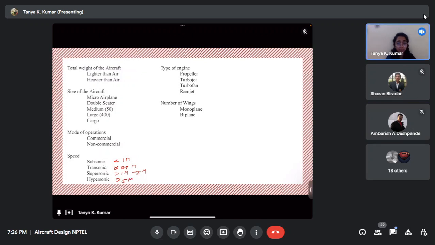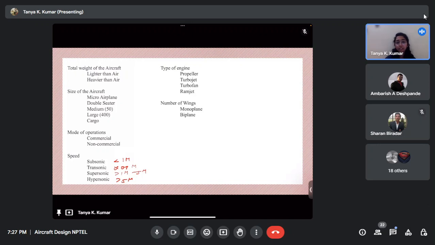Can you give me an example of hypersonic vehicles? Can you give me an example of supersonic vehicles? Fighter aircrafts, correct. What about hypersonic? Exactly. Yes, hypersonic vehicles are those rockets, especially during re-entry where it's greater than I think 20-25 Mach. So hypersonic vehicles are rockets, correct.